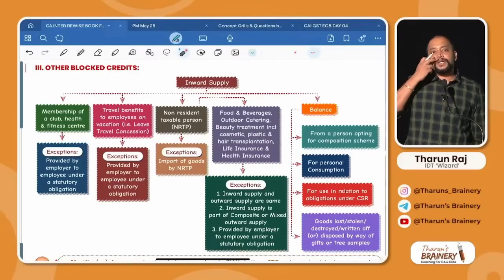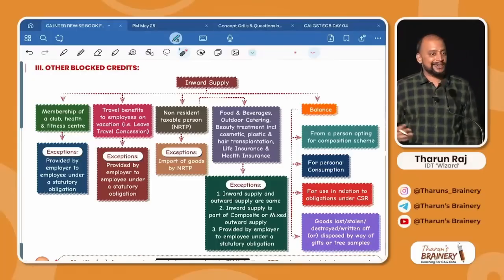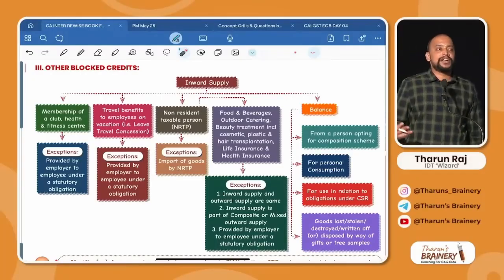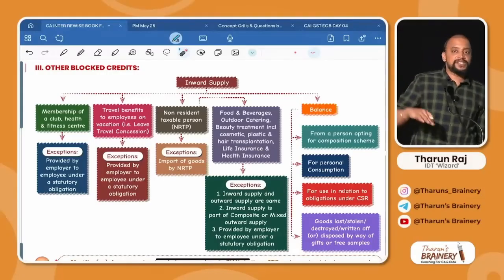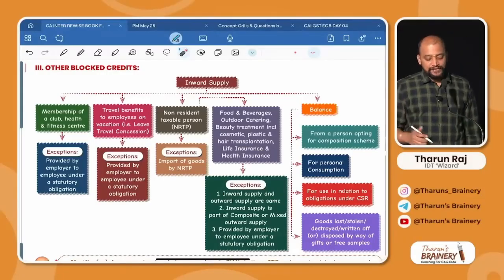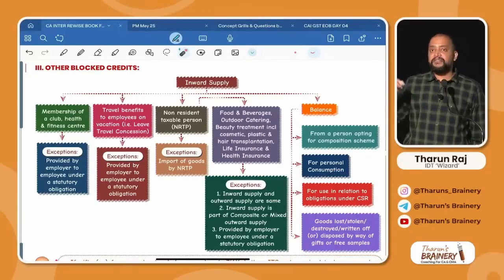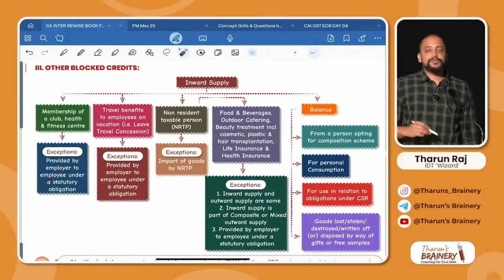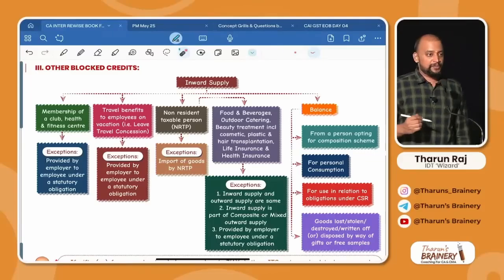A lot of chartered accountants will take membership of social clubs like Lions Club, Rotary Club, etc. Social club membership they take to increase their clients. And this is a purely business expenditure, but even then ITC is not available because it is membership of a club, health and fitness center. However, we have an exception. If it is provided by employer to employee under a statutory obligation, ITC is available.